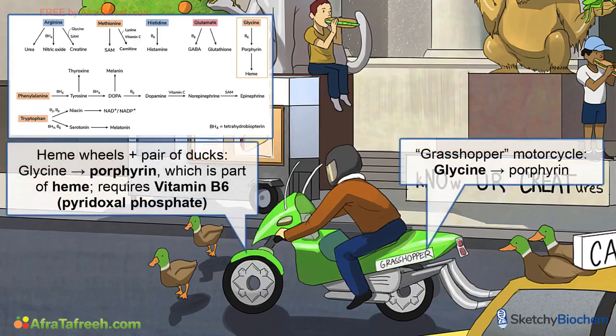Illustrated here is a person riding the world-famous Grasshopper motorcycle. And check it out, they paid extra for the spinning heme rims. The enzyme aminolevulinic acid, ALA, synthase catalyzes the rate-limiting step in the heme synthesis pathway of making ALA from glycine and succinyl-CoA. By the way, ALA synthase also requires vitamin B6. So that's why there's a pair of ducks crossing the road in front of the Grasshopper motorcycle.